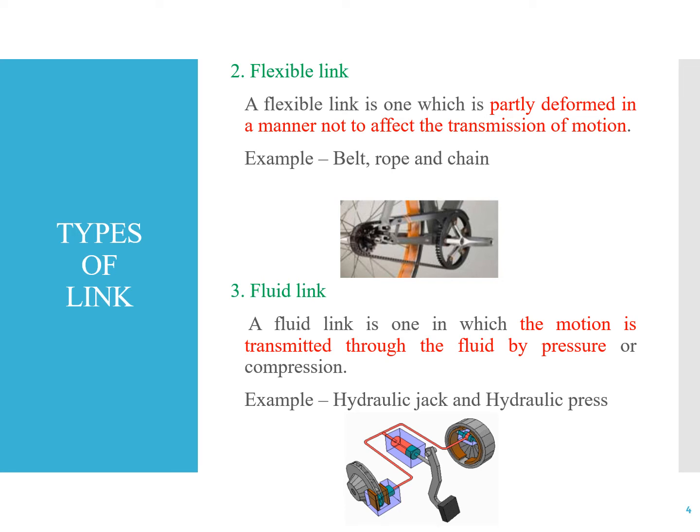The third interesting one is the fluid link. Here we are going to use the fluid pressure to transmit the motion. A fluid link is one in which the motion is transmitted through the fluid by the application of pressure or compression. Good examples for this are the hydraulic jack and hydraulic press. Here, if I apply a load, it is transferred to this position to apply a brake. Such is an example of a fluid link.